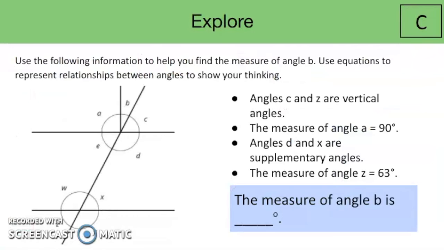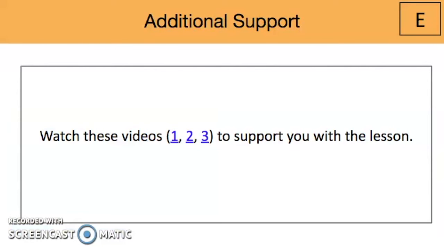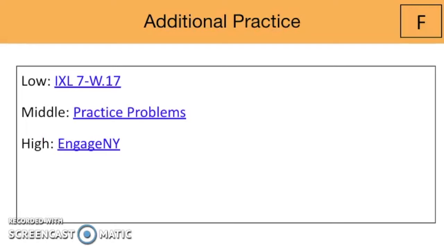For the explore, you want students to focus on finding that measure of angle B, and so you just want them to write that down. And for the summary, as always, we provide a sentence starter so they can focus on the content of their answer rather than on sentence structure. There are 3 additional support videos from Khan Academy and additional practice from IXL, Open Up resources, and Engage New York. Now for the 8th grade lessons.